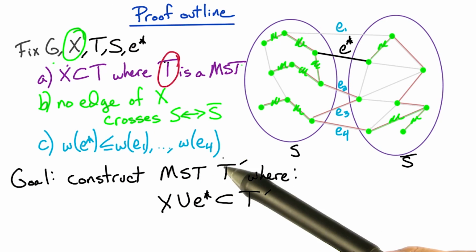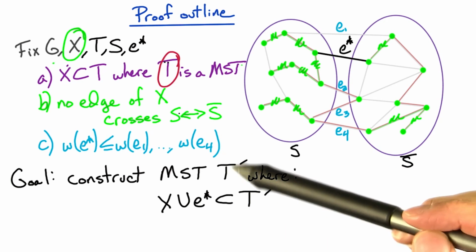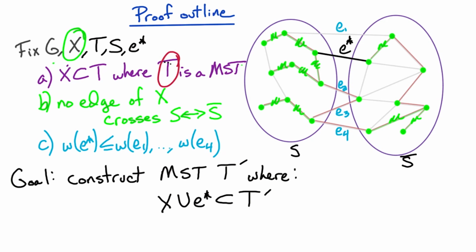So the weight of T prime is at most the weight of T. Actually, the weights must be equal. And this new tree T prime is modified a little bit from T so that it contains E star, in addition to containing the partial solution X as well.